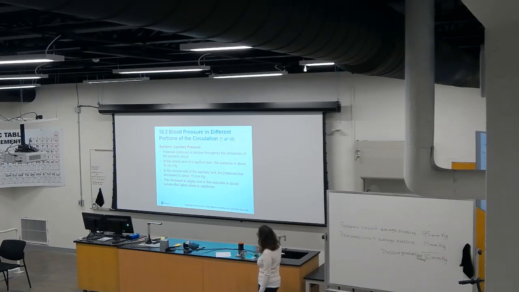So capillaries have two ends. One is called the arterial end, and the other is called the venous end. The arterial end is close to the arteries. The venous end is close to the veins. And there is a difference in pressure. The arterial end has 35, while the venous end has 15. So it's 20 millimeters of mercury of difference, and that will keep the blood flowing.